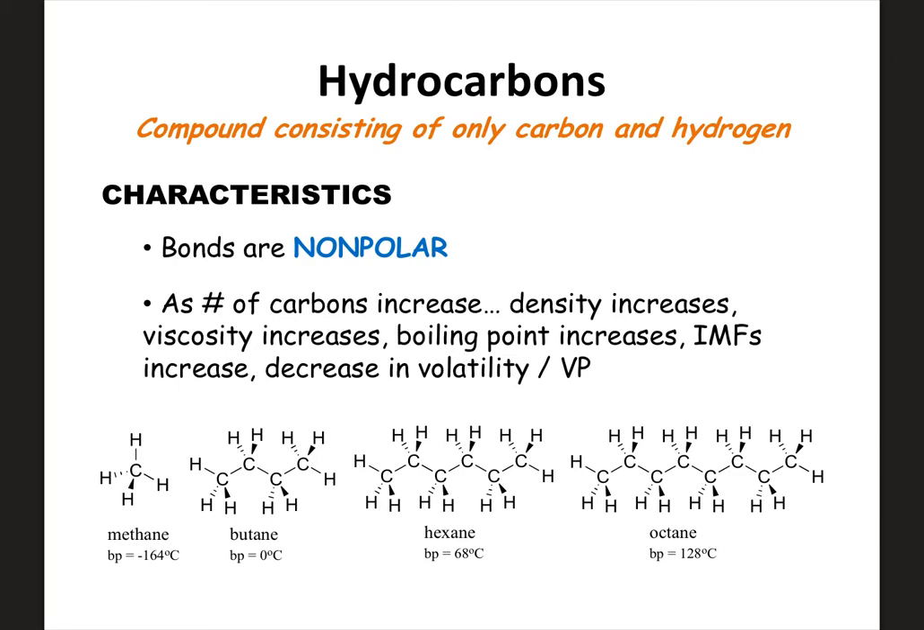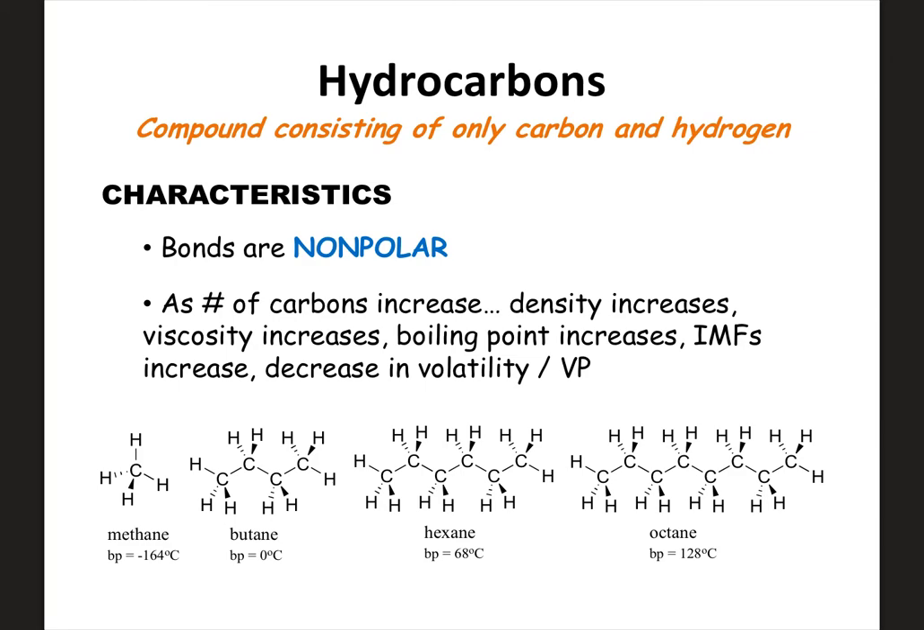As you increase the number of carbons in your hydrocarbon, some things happen. So the density will go up. That kind of makes sense. As you increase the number of carbons, you're going to get more dense. The viscosity is going to increase, so the resistance to flow is going to be greater. Your boiling point will increase, and that makes sense as well.